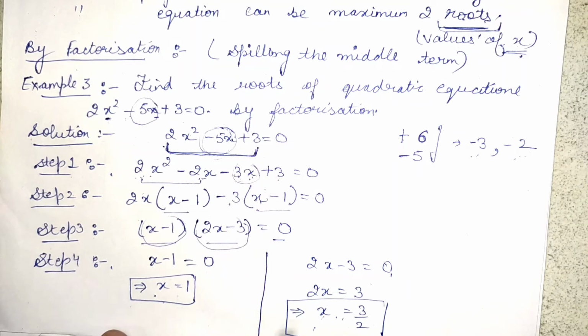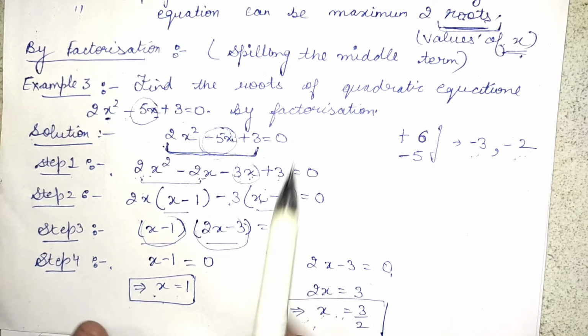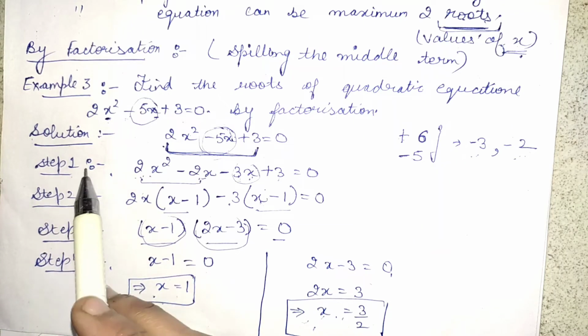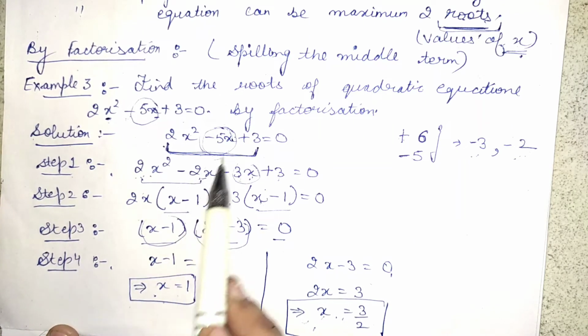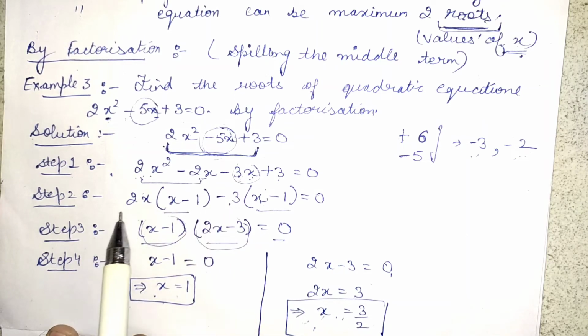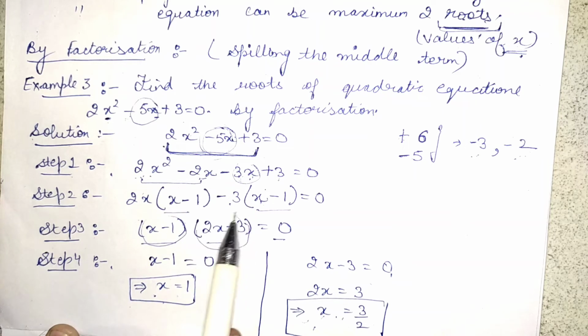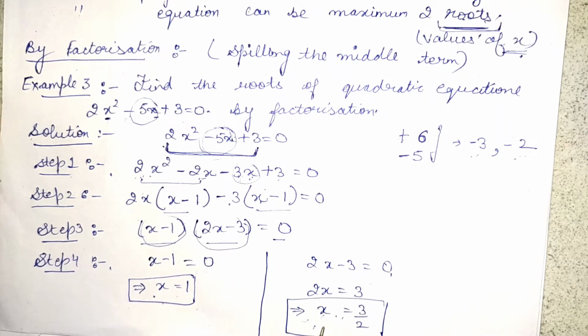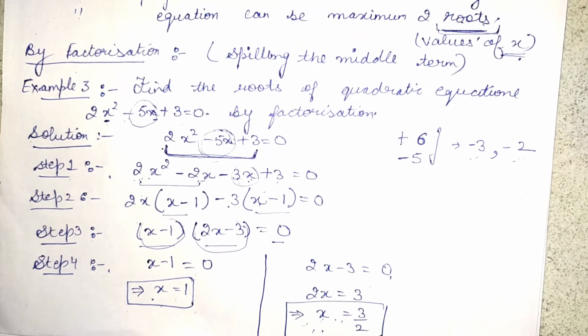I have found these two values by using the factorization method, and in the factorization method always remember that you have to follow a few steps. First you split your middle term, then you take out the common, then you again take out the common among these two values, and then you equate the factors to 0 and you will get the roots.